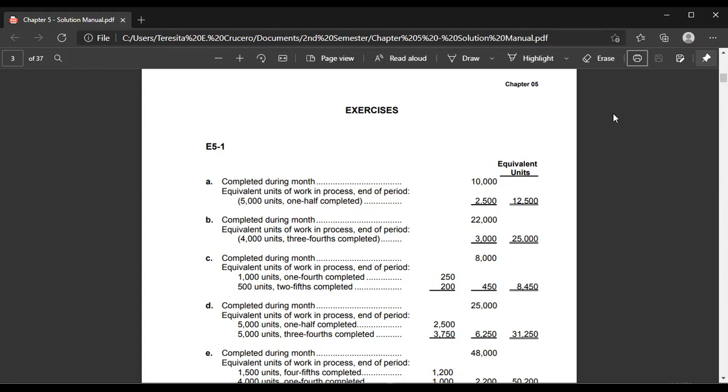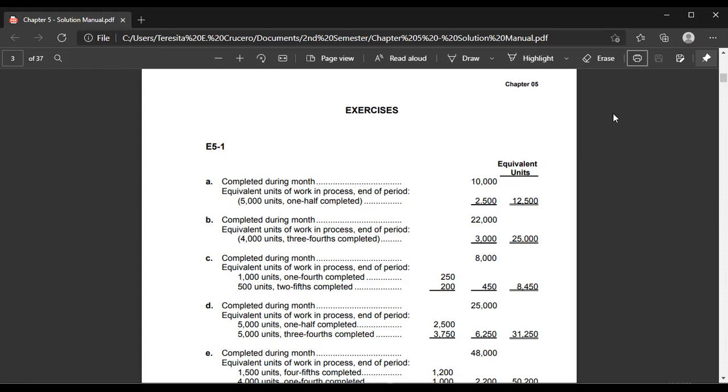Now, what we mean by one half completed is that each of the 5,000 units had been completed only up to one half stage. Meaning, all of the 5,000 units are not yet completed. In other words, the work done is only one half. So it does not mean that out of 5,000, one half is completed. No, it means that of the 5,000 units, each unit is not completed, but only one half work done.